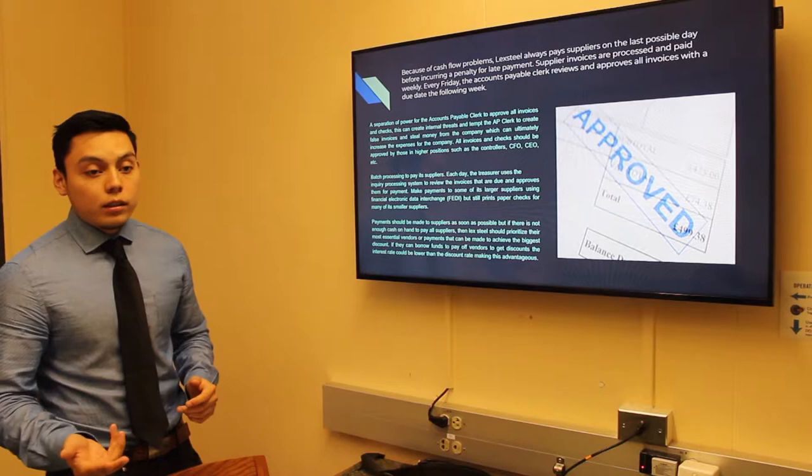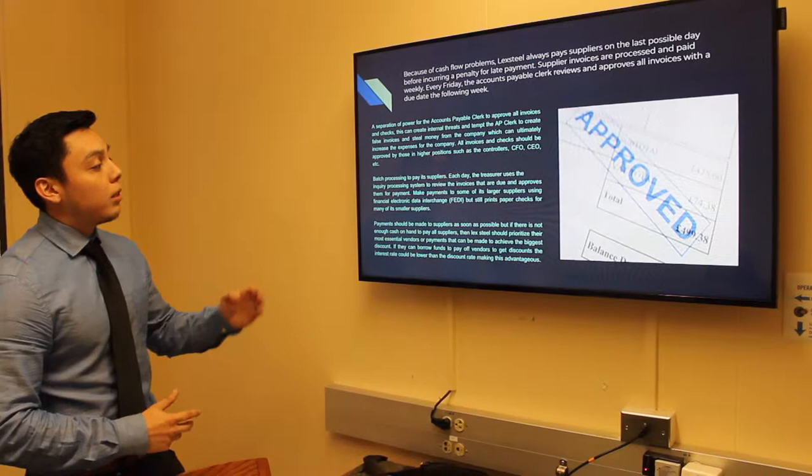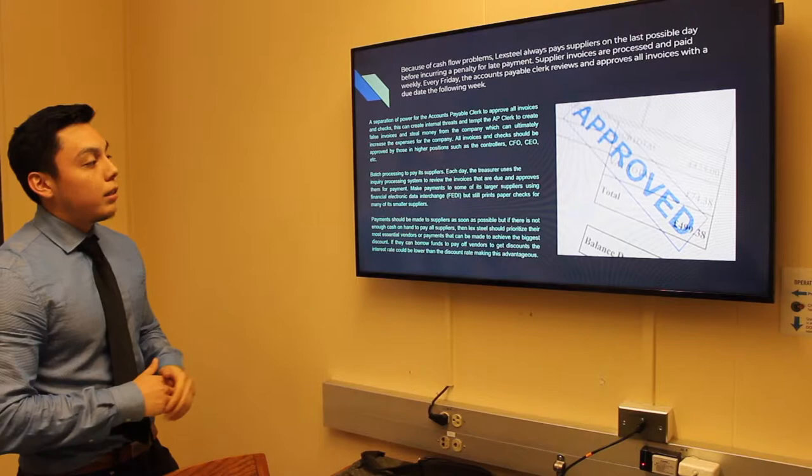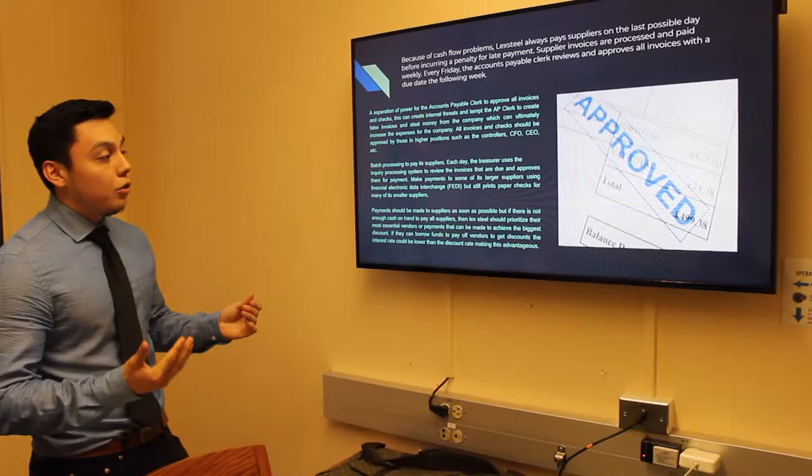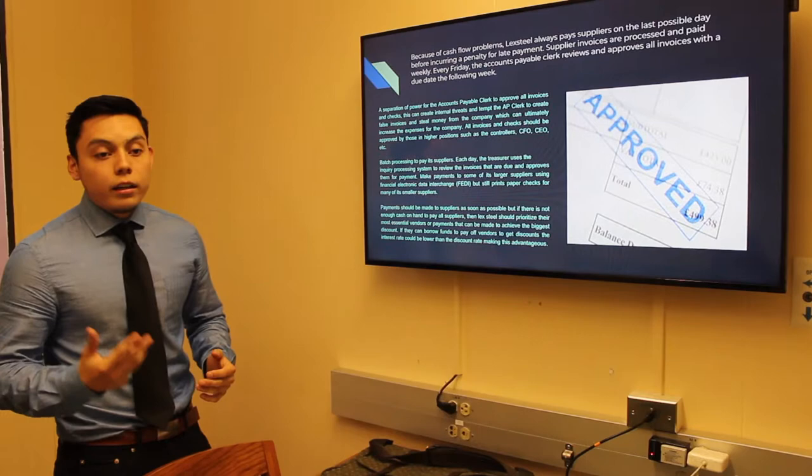Going on with this, batch processing is a system that many companies use to pay their suppliers. It's very important because it creates a useful system where the treasurer can use an inquiry processing system to review invoices that are due and then approve them for payment based on your suppliers that are most important and the ones that may not need to be paid right away or can be paid later on.